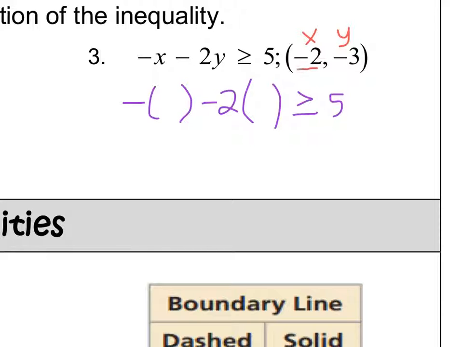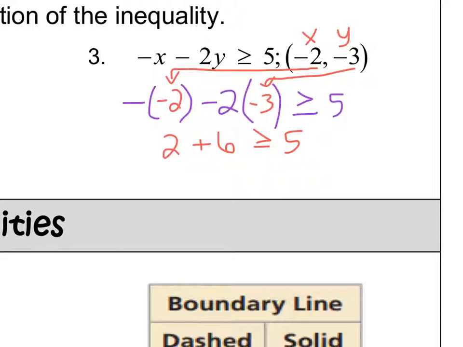Now I can plug in. For my x, I'm going to plug in a negative 2. If I hadn't done my parentheses, I probably would have screwed up that negative. For my y, I'm going to plug in negative 3. So I've got negative 1 times negative 2 is 2. Negative 2 times negative 3 is 6. So I got 2 plus 6 is greater than or equal to 5. And yes, that one's true.